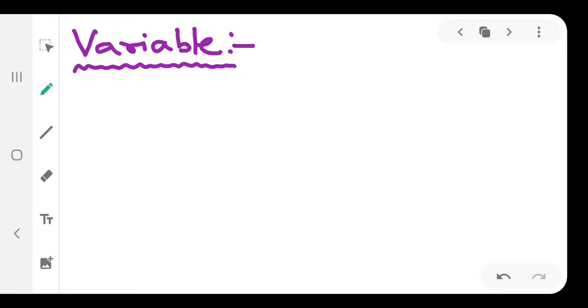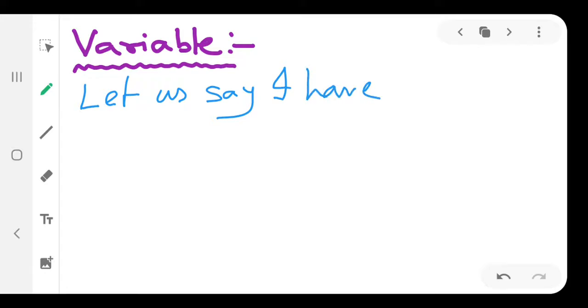Okay, let's go to variable. What is a variable? It is the opposite thing. It is something that can change, and I don't know what is its value. Like I'm saying, let us say, I have some students. But what is this? What will I put here?